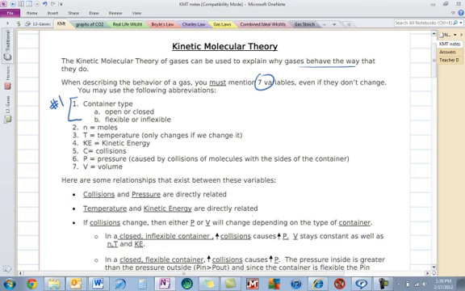So we have kinetic energy, which is KE, and remember that temperature and kinetic energy are directly related since they're the definition of each other. And then we have C for collisions and P for pressure. And remember, pressure is going to be caused by the collisions of molecules with the sides of the container. And then we have V for volume.